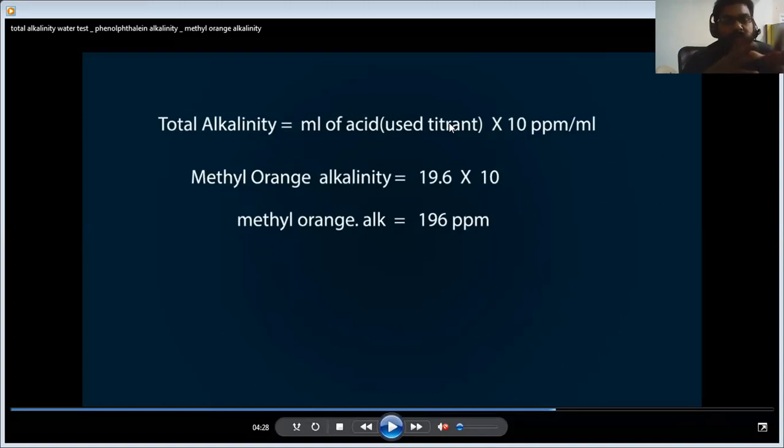And we are giving treatment to the water. Treatment, treated the water. Treated the water means what?